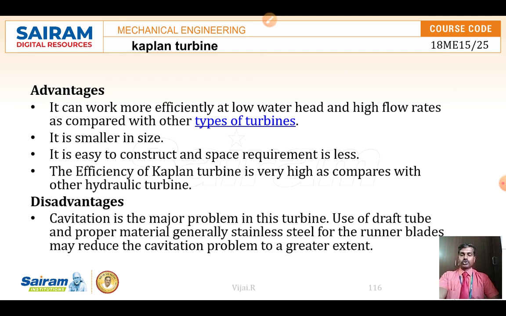Okay, the draft tube is mainly used to increase the pressure and to reduce the cavitation. So construction is easy, and the efficiency is very high as compared to other hydraulic turbines, and it is a low level turbine. Normally turbines are classified into high pressure turbine, medium pressure, and low pressure. Here it acts as a low pressure turbine, and we can call it a low head turbine.